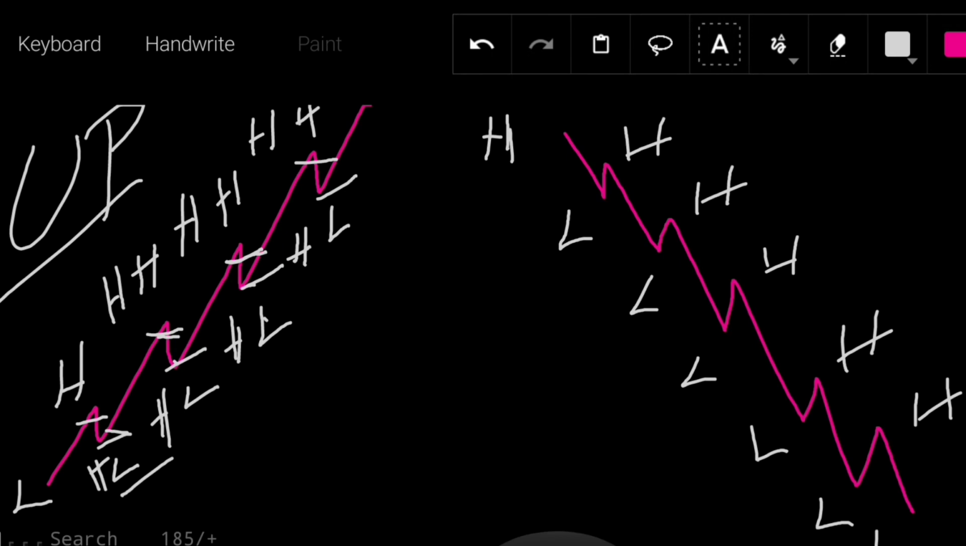So here you can see these highs will be always lower than the previous one, and these lows will all be lower than the previous ones. So let's start writing these highs and lows. Now let's see if this high is lower than this high. Yes, so we'll put this as lower high.